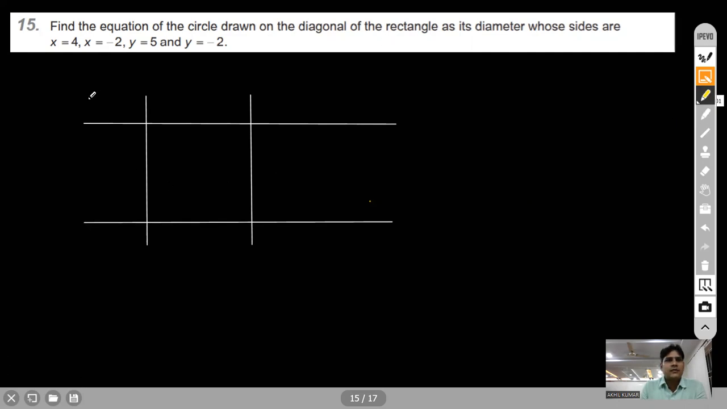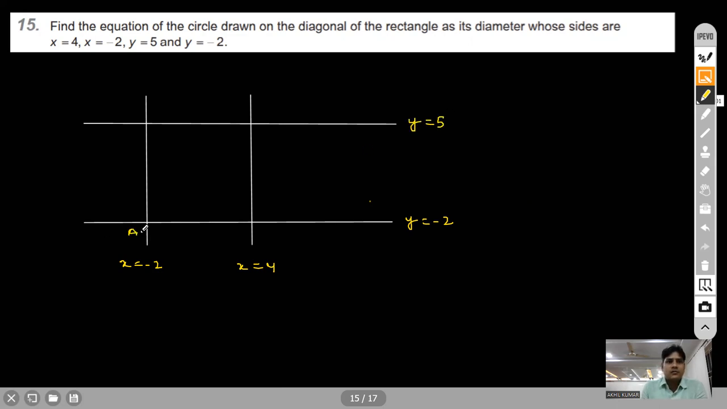So this is what is given. Find the equation of the circle drawn on the diagonal. Okay, diagonal. First, let me write the equations of these lines. x = -2, then x = 4. And this line is y = -2. And this is y = 5, right?